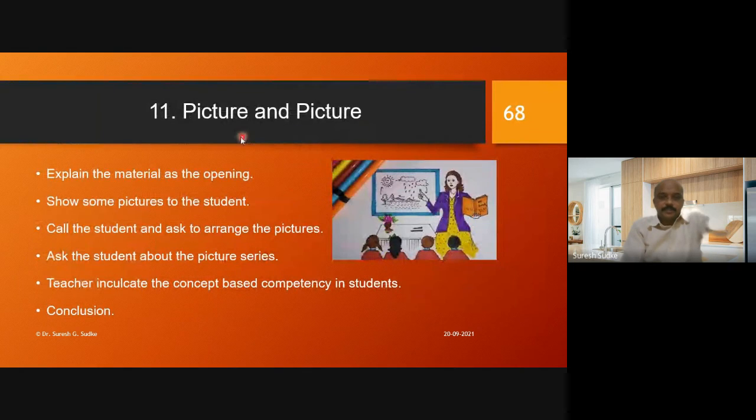Then picture and picture. Initially the teacher will explain a particular picture. Then the students are asked to arrange the pictures in sequence. The teacher inculcates concept-based competency in the students, and finally we are asking our students to write the summary of that. So this is picture and picture.